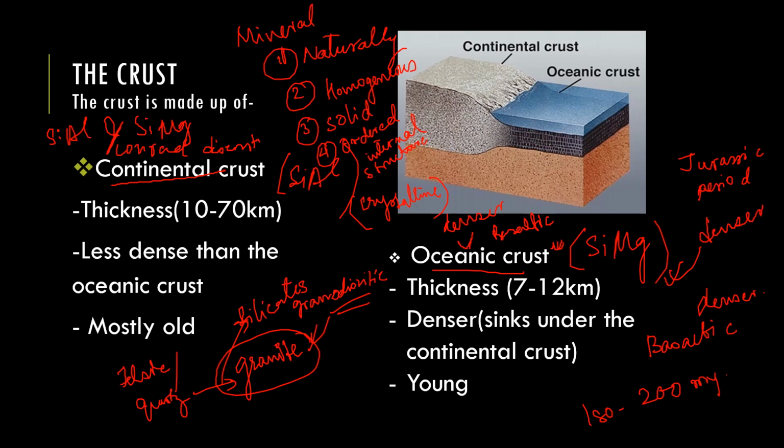When we talk about these different rocks or chemical compositions, these are the minerals. So we have to know what a mineral is. It's a naturally occurring homogeneous solid having a definite ordered internal structure. That means it should be crystalline in nature.